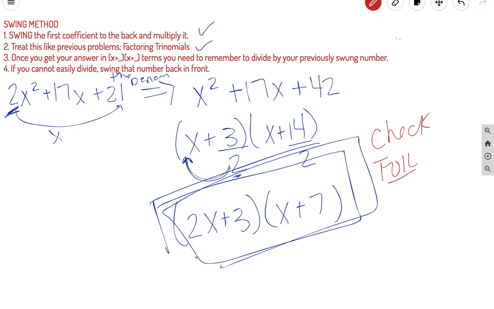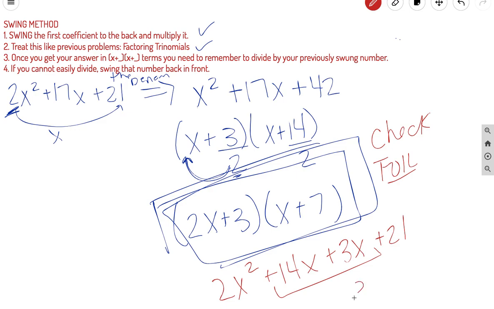Okay, so let's try it. 2x times x gets me 2x squared. 2x times 7 gets me 14x. 3 times x gets me 3x, and 3 times 7 gets me 21. Combine your middles, and we get a final answer of 2x squared plus 17x plus 21. Is that our original problem? Yes, it is, so we know that this has to be the correct answer.